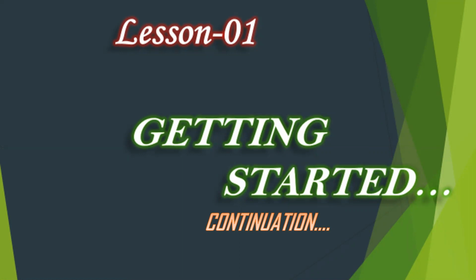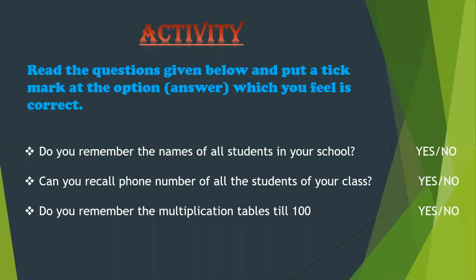Let us start with a small activity. Here are some questions for you. You have to put a tick mark which you feel is correct. The first question is, do you remember the names of all the students in your school? Can you remember, children? No. So put a tick mark on no. Can you recall the phone numbers of all the students of your class? Can you recall, children? No. So put a tick mark on no. Do you remember the multiplication table till 100? Can you remember all the tables, children? No. So put a tick mark on no.